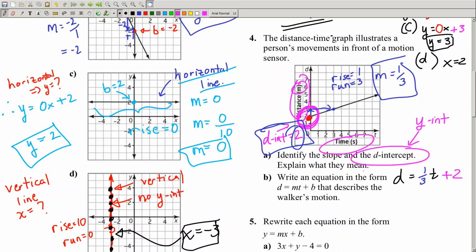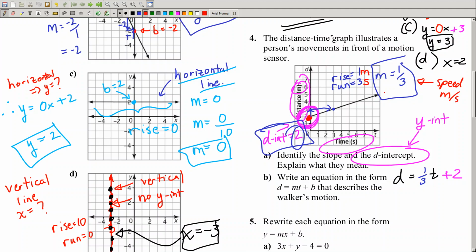Now, what do they mean, though? What does the slope mean? Well, the slope, guys, in this case, tells me how much distance I cover in a certain amount of time. The slope is my speed. Because it's in units of meters per second. It tells me how much distance I've covered in a given amount of time, rise over run. So I cover 1 meter in 3 seconds. So if I divide those two, I cover 1 meter every 3 seconds. I'm talking about my speed.